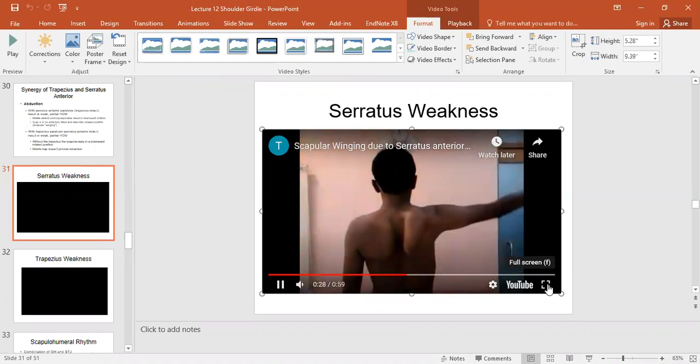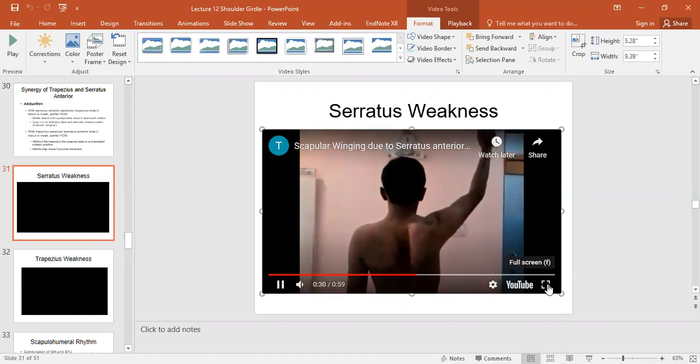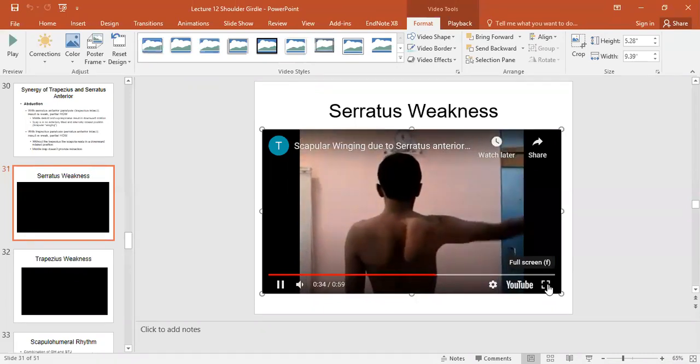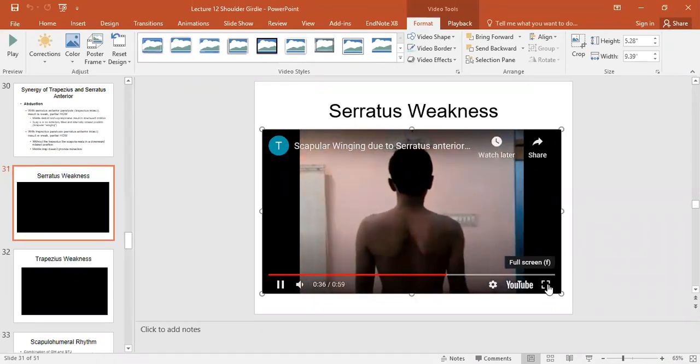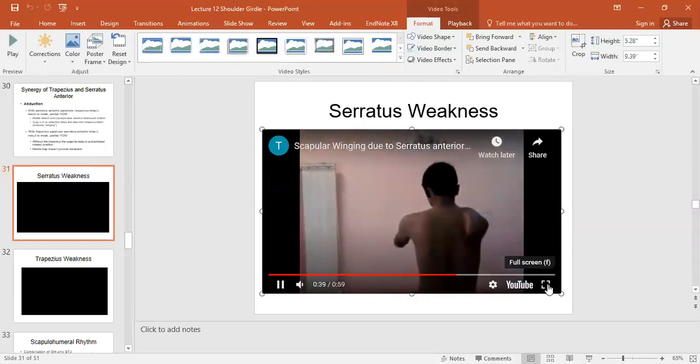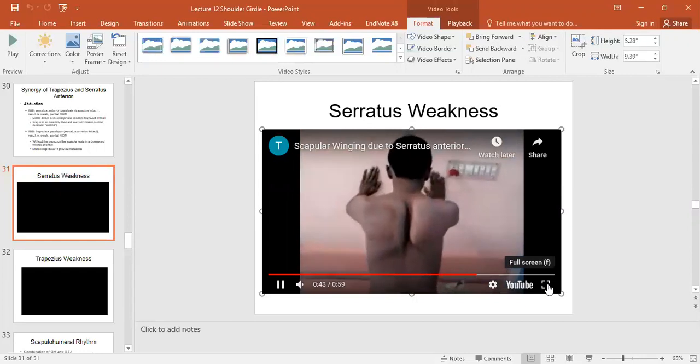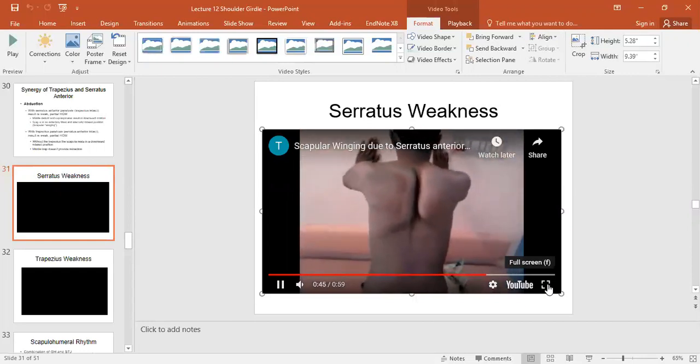With great difficulty, you can go to that much. Relax. Please press to the wall. So the inferior angle of that scapula is not able to move laterally. This is the wall press test. Scapular winging.